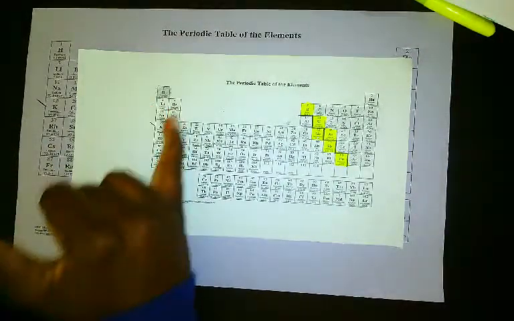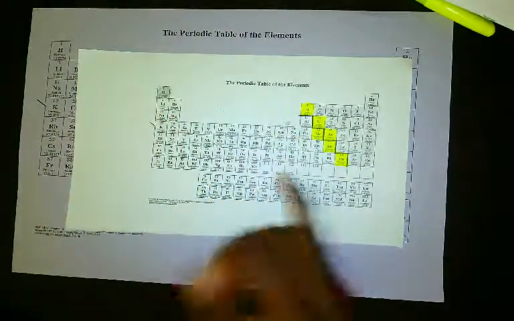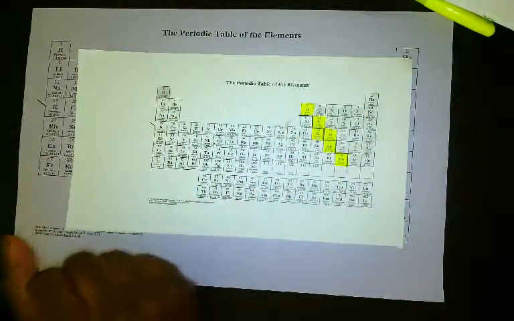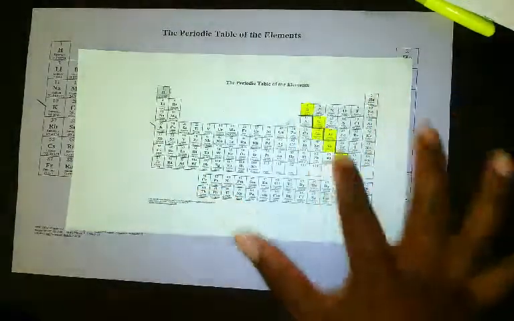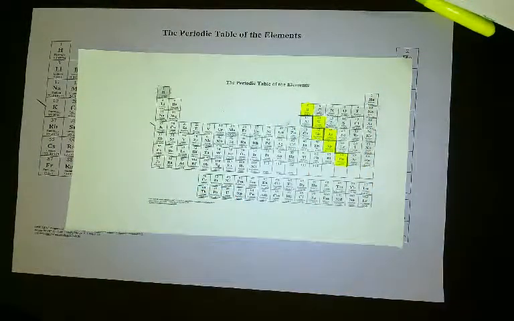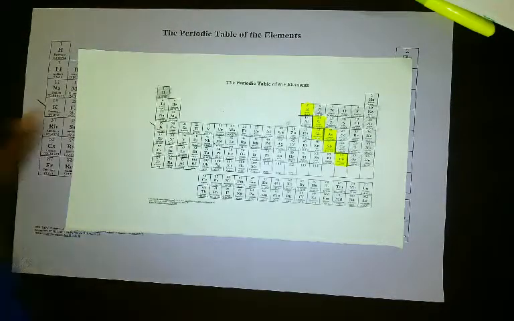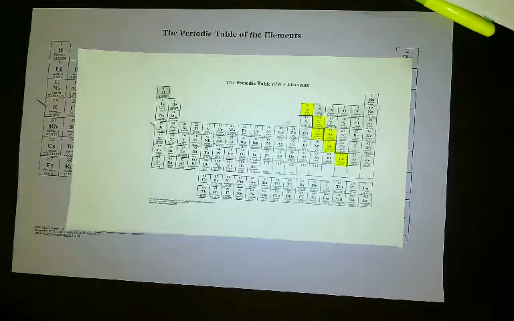Everything on this white section here is a metal. These gray ones are considered to be a non-metal. And along the step line, you have some of the semi-metals. Sometimes they're called metalloids. The exception to this is hydrogen. Hydrogen is the only nonmetal that can be found on the metal side of the periodic table.